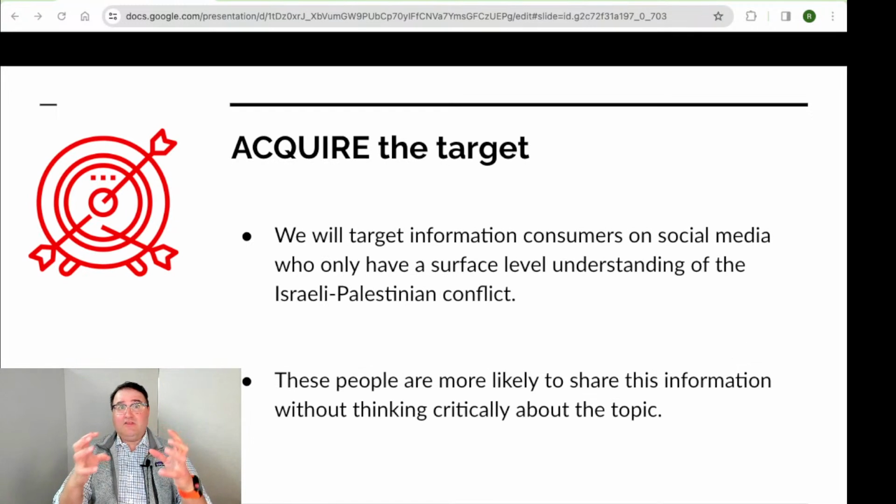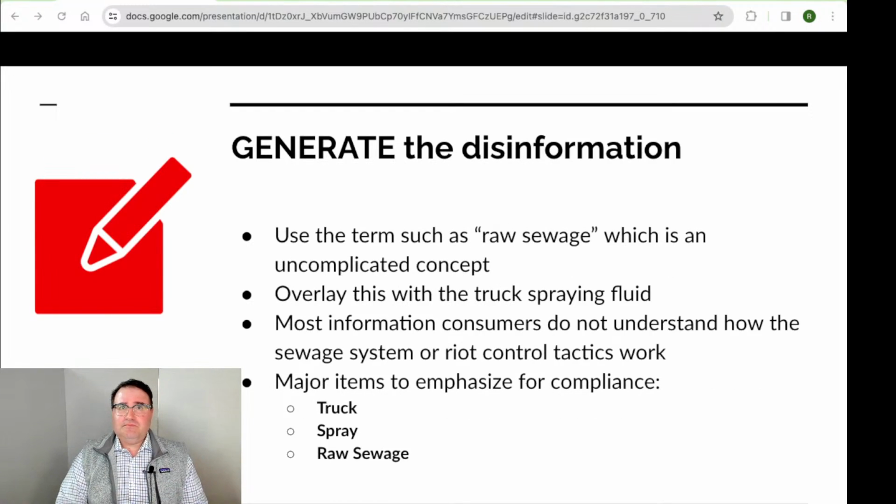Next, we're going to acquire the target. We're going to target information consumers on social media who only have a surface level understanding of the Israeli-Palestinian conflict. These people are more likely to share this information without thinking critically about the topic.